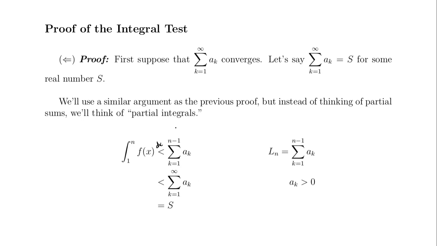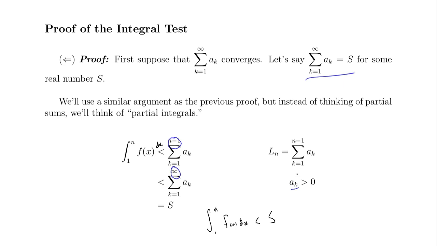And now again, we'll switch n minus 1 to infinity. We're just adding more and more terms. Since all of our terms are bigger than 0, it's still smaller yet, but we know that this series converges because that's what we're assuming, and so it's equal to s. So what we have is this integral from 1 up to n of f of x dx is bounded above by whatever the series is.